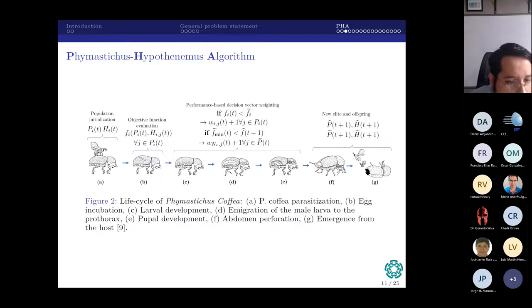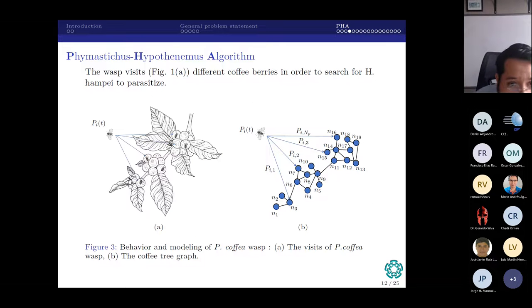This is like a PSO when I select a local base and the global population. Okay. The wasp visits different coffee variants in order to search for hosts to parasitize. For example, the complex network represents the coffee tree graph, and the visits are remembered by each agent in the population of Phymastichus and inherited by the new generation with the decision vector. Yes, this modification depends on the bird and characteristics like the color and location, characteristics that guarantee a better population in the new generations.